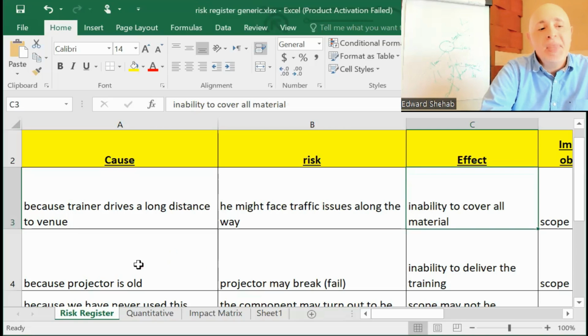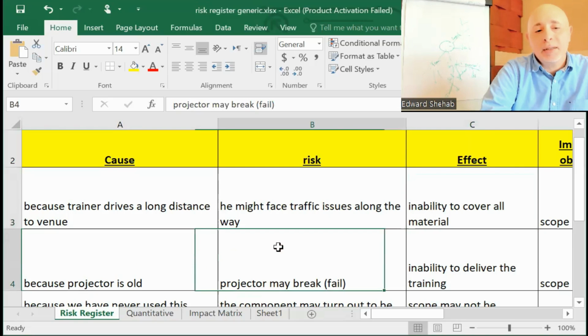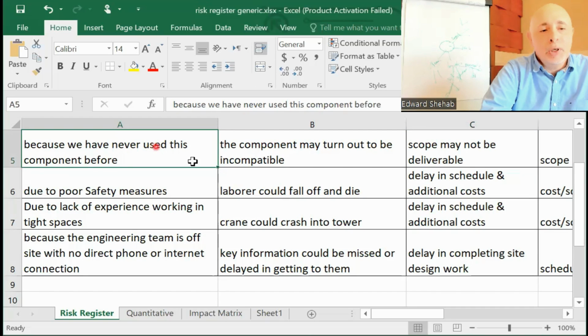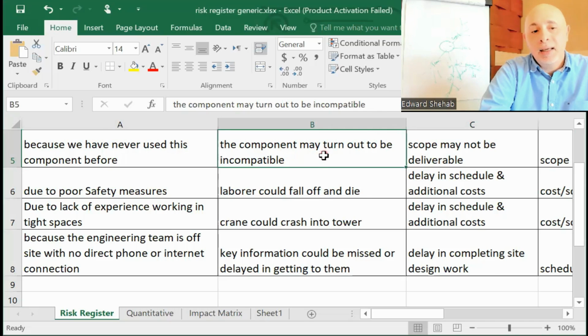Let's look at another one. Because projector is old, projector may break at any time or fail, which will result in inability to deliver the training. We'll look at one more. Because we've never used this component before, I think this does not pertain to training. This is a different one. Because we've never used this component before, the component may turn out to be incompatible. See, all risk statements have the may, could, might, because they are uncertain. May turn out to be incompatible, then the scope may not be deliverable.